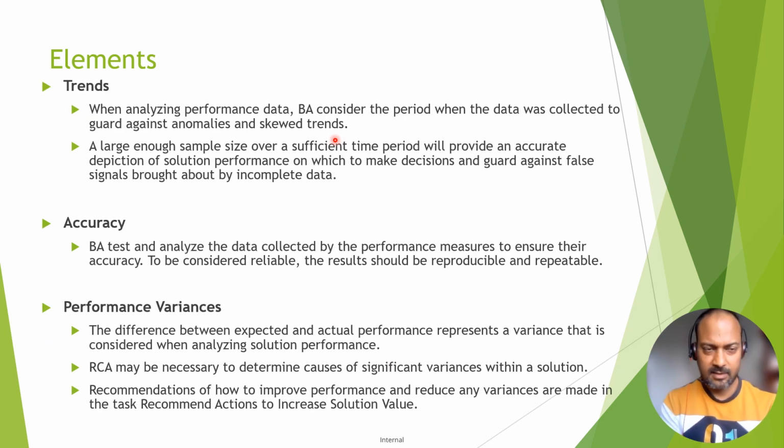The other element is trend, accuracy, and performance variance. Trends are basically when we compare things from the past, how the pattern is working, right? If we talk about the currency conversion rate, for the last 2-3 years we find out the trends, how the graph is going on, whether it's positive or negative. So these are basically the trends, right?